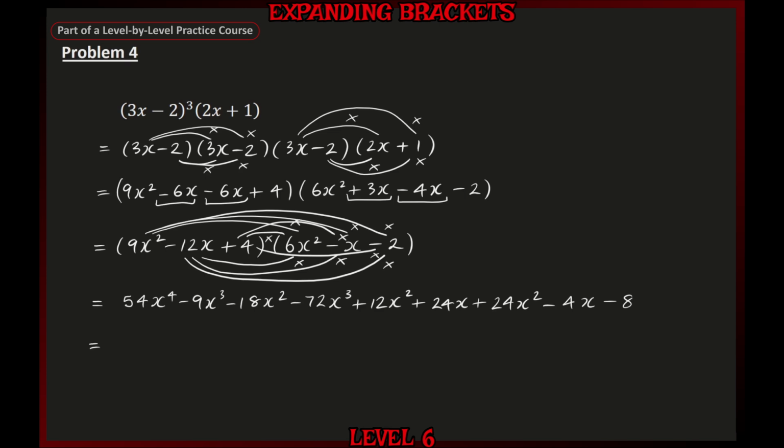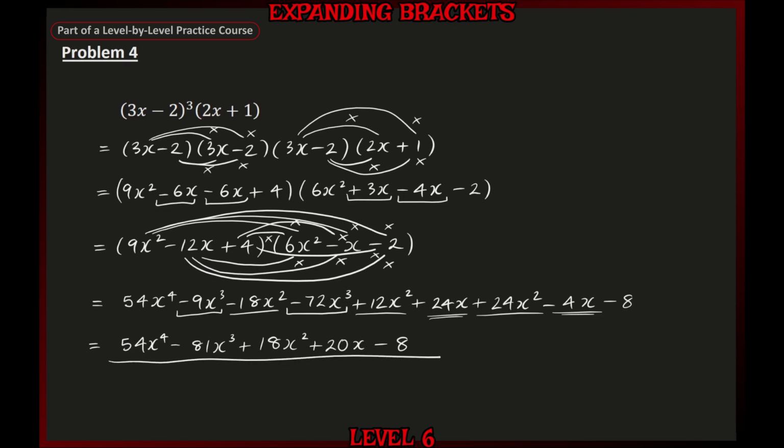So we have 54x to the power of 4, which is on its own. We have a minus 9x cubed and a minus 72x cubed, which gives us minus 81x cubed. We have a minus 18x squared plus 12x squared, which is minus 6x squared, plus 24x squared gives us plus 18x squared. We have a 24x minus 4x, which gives us a plus 20x, and we have a minus 8 at the end. So this is our final answer to problem 4.